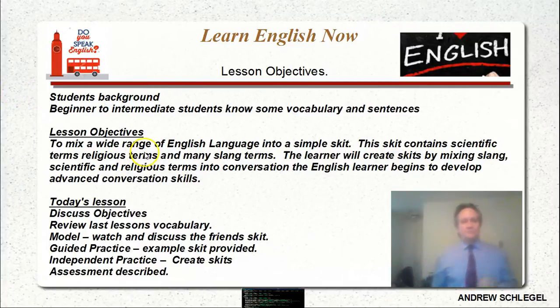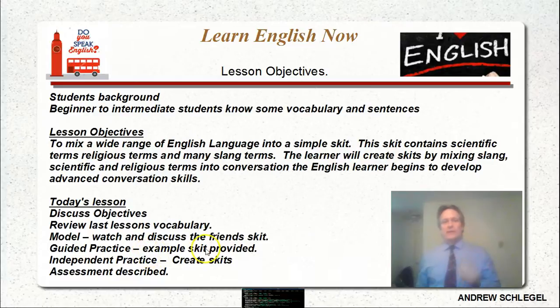Okay, so briefly going over today's lesson, we'll discuss the objectives, and first we're going to review the vocabulary from last week. Then I'm going to show you the model. The model is going to be the skit from Friends. I'm not going to show it to you, I'm going to let you watch it.